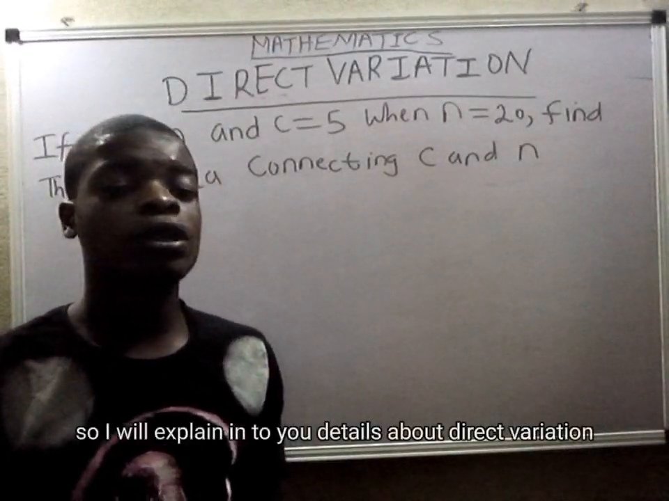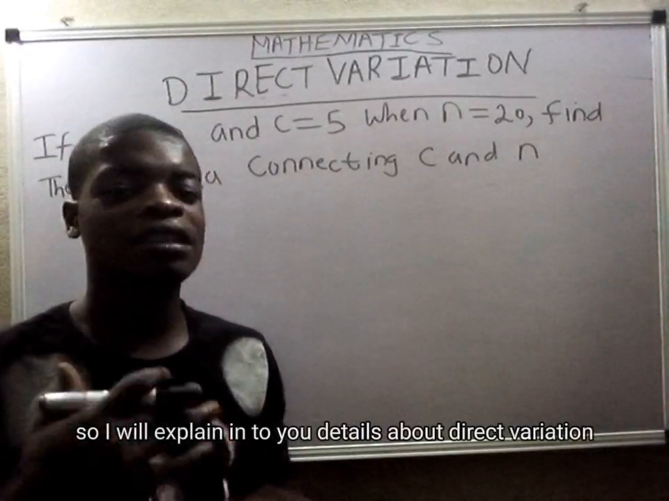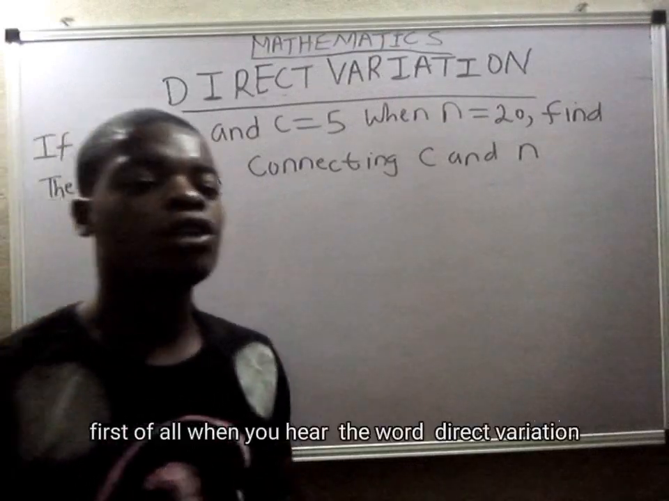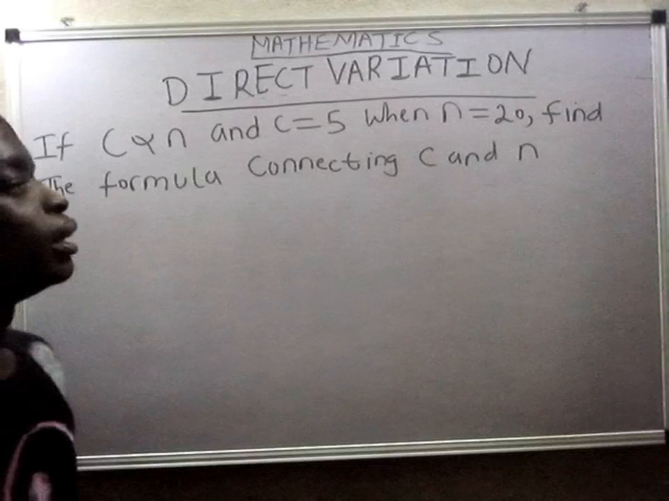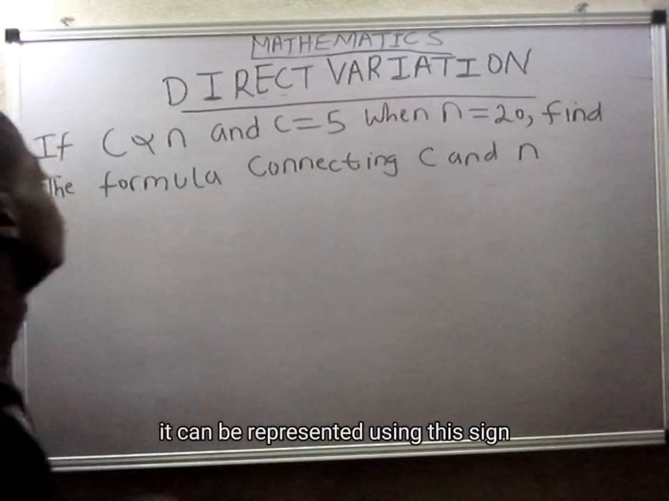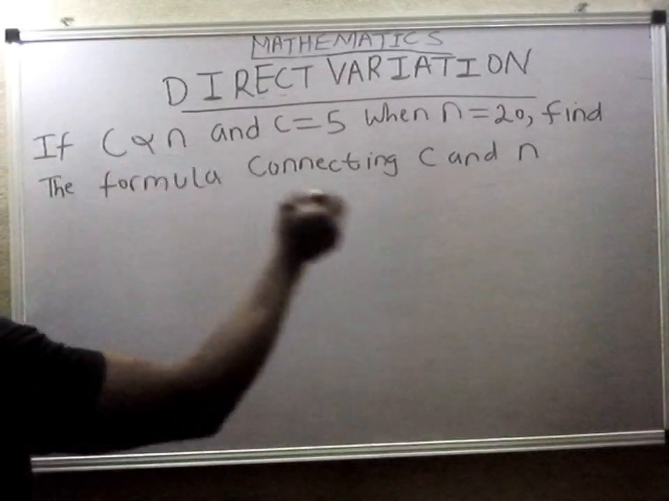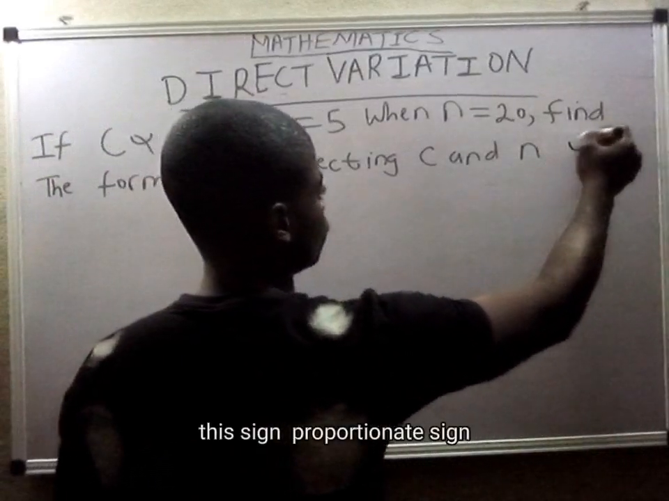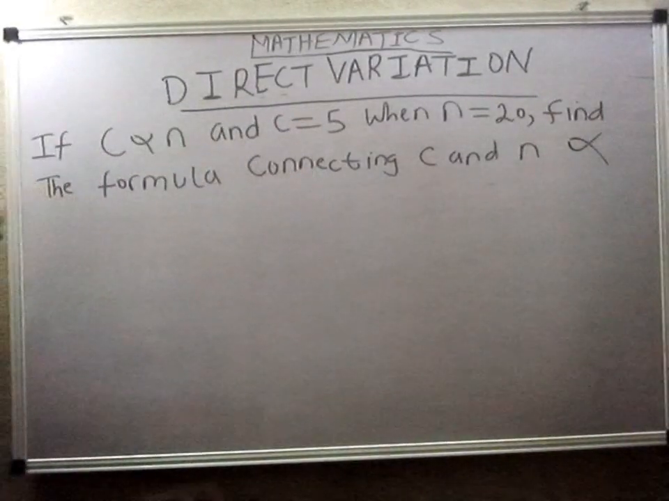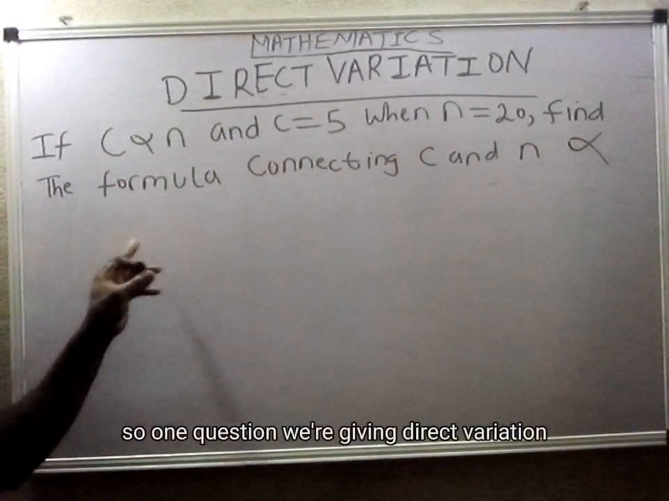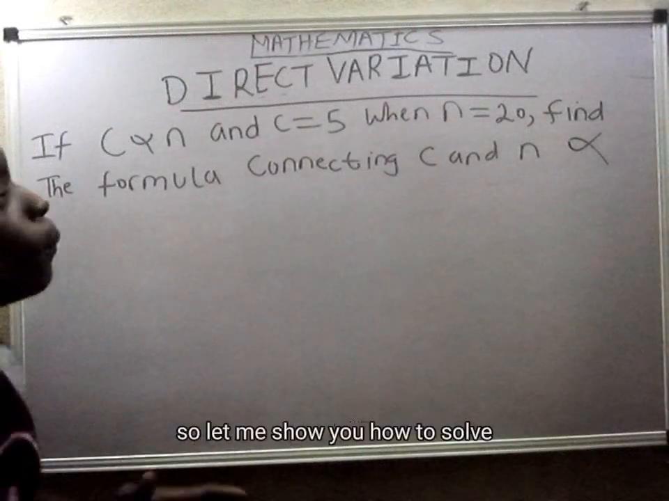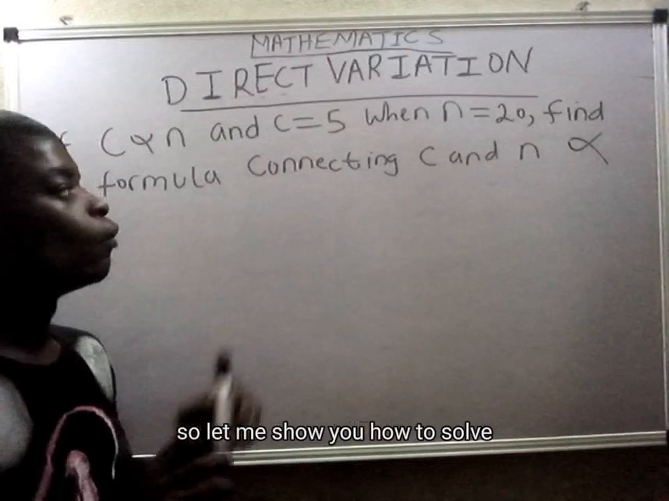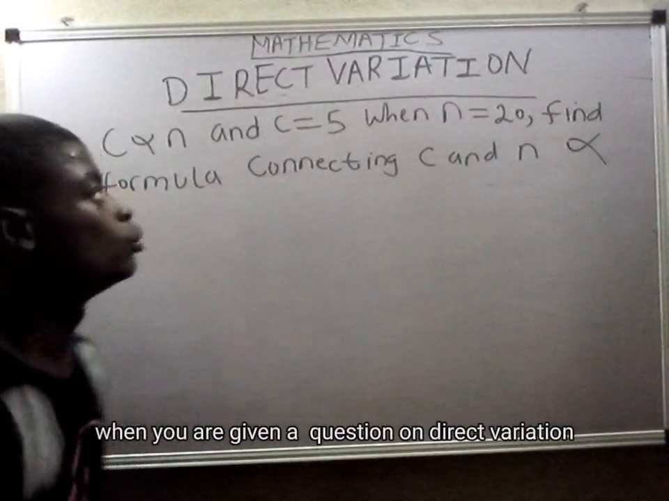So I will explain to you details about direct variation. First of all, when you hear the word direct variation, it can be represented using this proportionality sign. So on one question, we're given direct variation. Let me show you how to solve when you're given a question on direct variation.